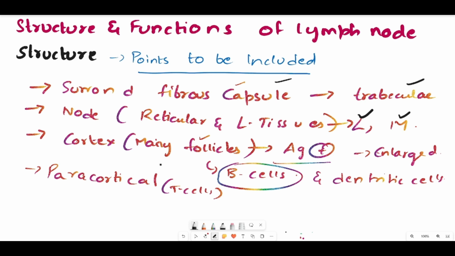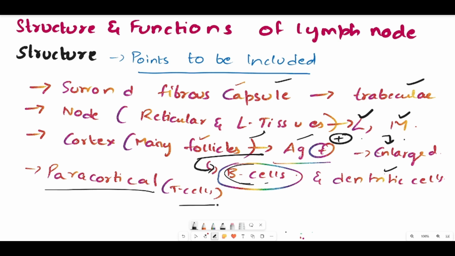There is an outer cortex part which has many follicles. Whenever an antigen stimulates the body, they get enlarged, and these follicles contain the B cells and also the dendritic cells. So where are the T cells present then? In the paracortical region, the T cells will be present.